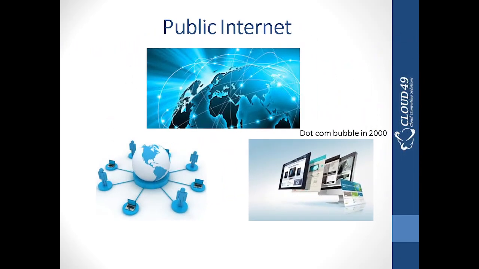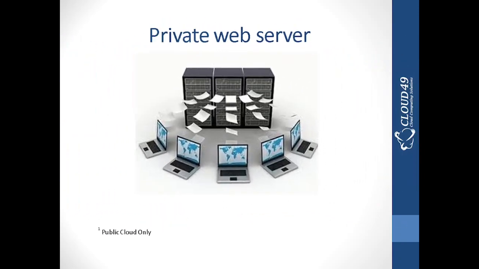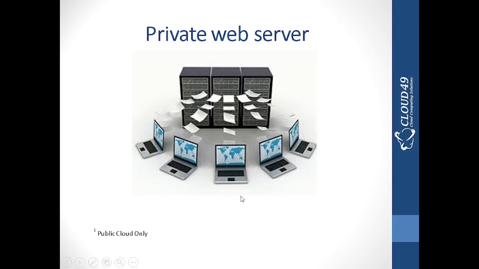The internet is a public network where anyone can connect and easily access all the data available on the public network. A private web server is a server where private companies store their information on a website. And if you use services like searching for anything on Google, those are the public web servers.